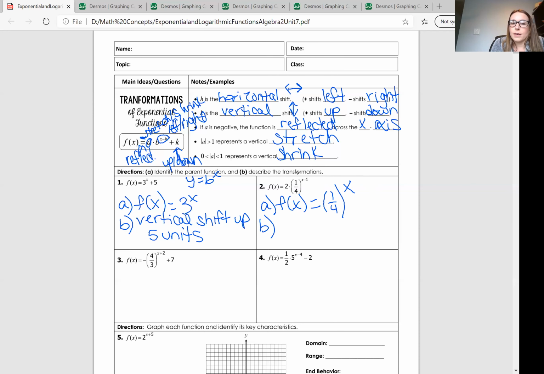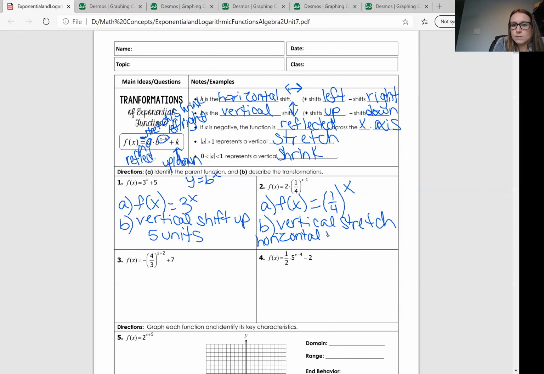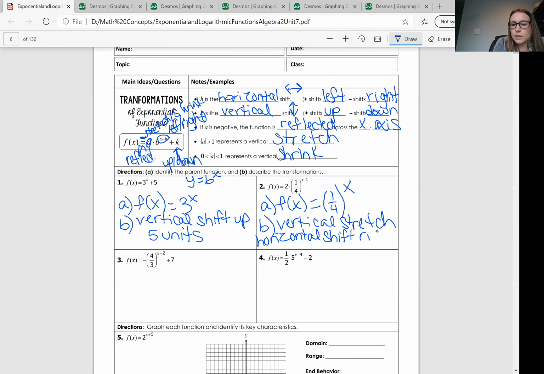So for the 2, okay, if you look, the absolute value of a, your a is 2, the absolute value is greater than 1, okay? So it's a vertical stretch. All right, and then also, since this here is x minus 1, it says up here, h, that's your h, and again, you can go look up here, x minus h, okay? So this 1 is your h. If it's a minus, it's going to shift to the right. So it's going to be a horizontal shift to the right, 1 unit.